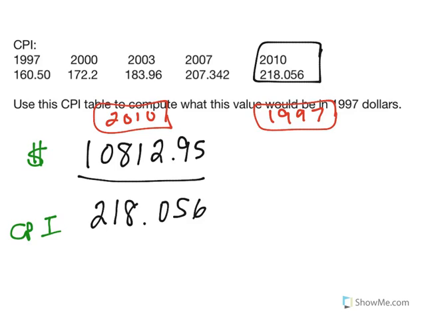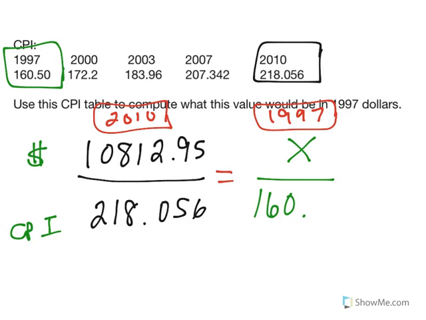And in 2010, right here, you can see our CPI is 218.056. Now, for 1997, we don't know what the value is. We're trying to find what that value would be in 1997 dollars, but you can see the CPI is 160.50. Now we have a proportion, and we can solve this by cross multiplying. So remember, denominator of one times the numerator of the other leads us to 218.056 times x equals super big number.